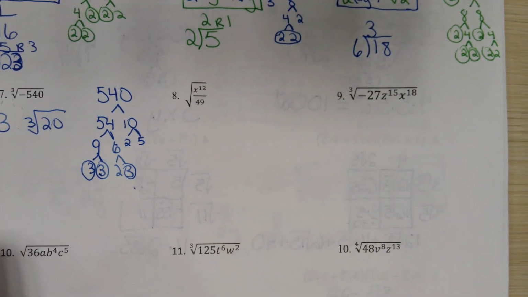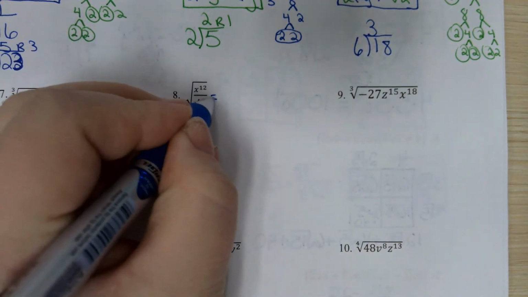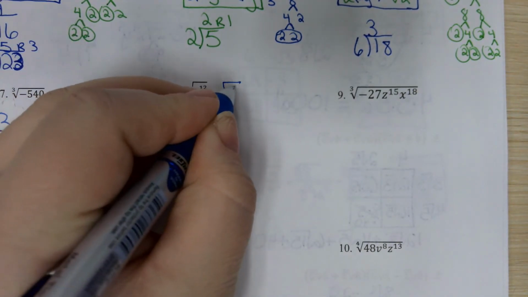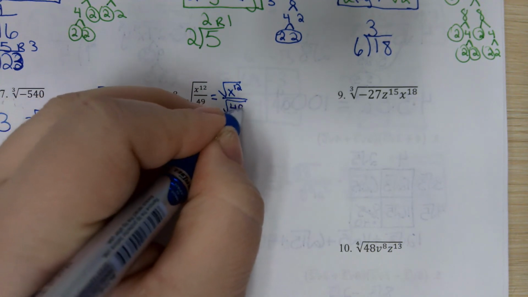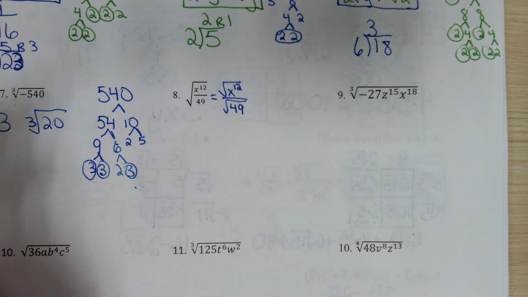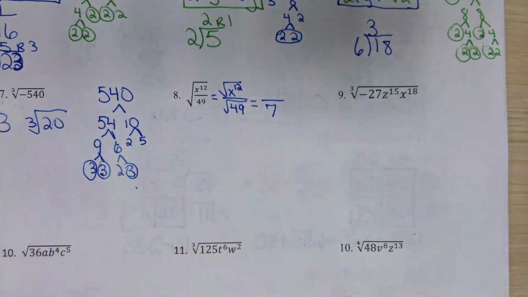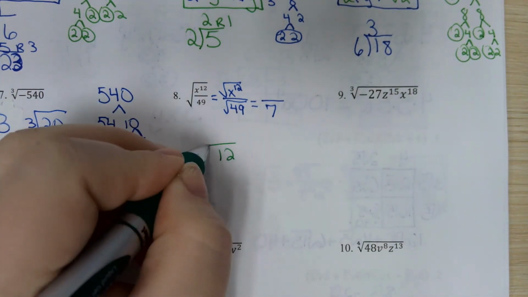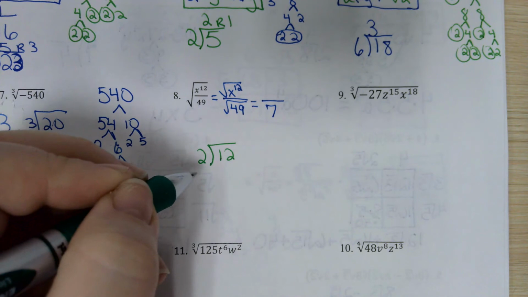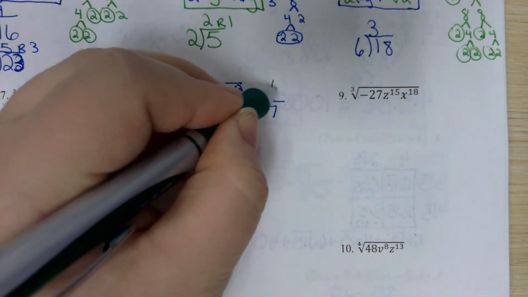For number 8, remember we cannot have a fraction underneath the radical, so we'll separate these out into x to the 12th under the radical and 49 under the radical. So the square root of 49 is just 7, but for my x, I need to take the exponent and divide it by the index of 2, which goes in 6 times. So x to the 6th would be on top.